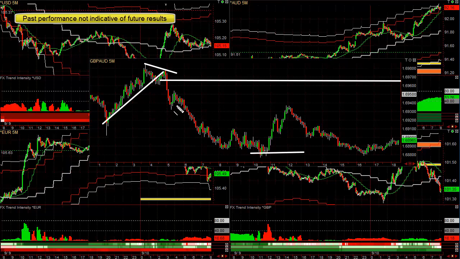Here's the pound Australian chart. Remember, the pound at 5 o'clock was very likely to go down. The Australian strong. You can see coming up at 5 o'clock right here, it breaks down, goes from 69, 65 all the way down to 80. 85 pip drop, pretty much straight down.